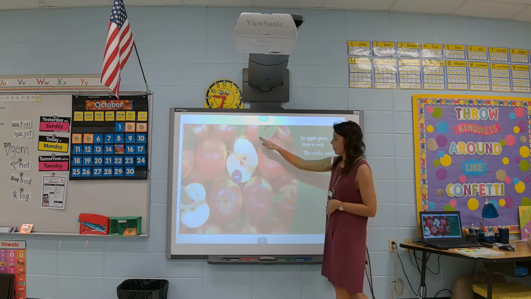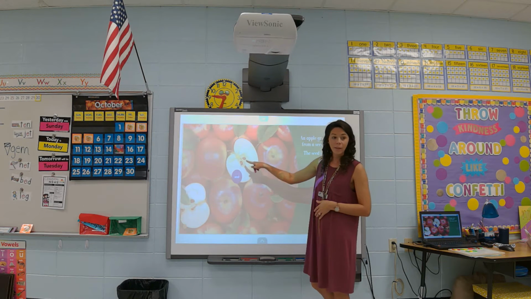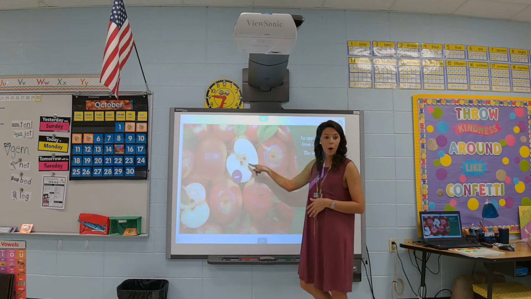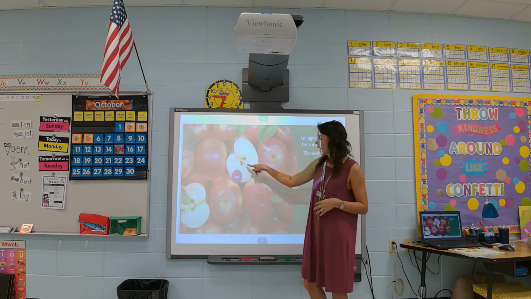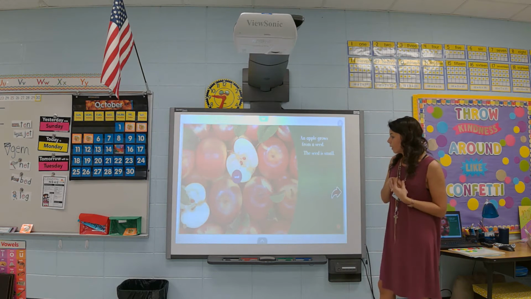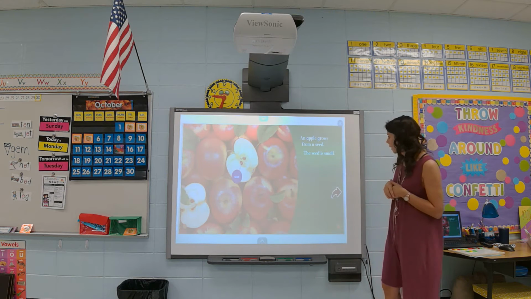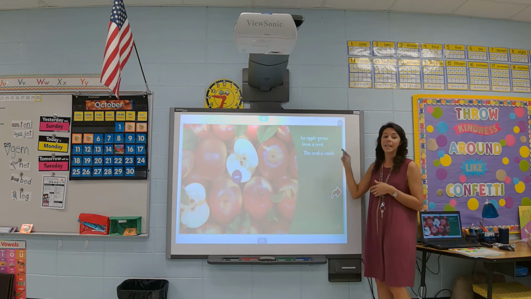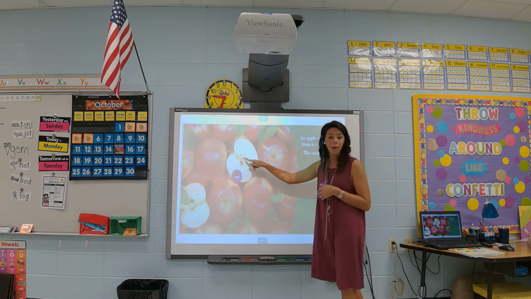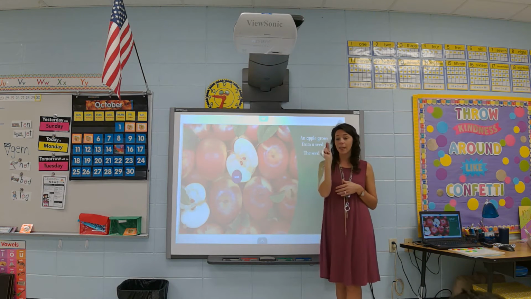So let's look at our picture right here. We ate apples for breakfast this morning, Jason. Did you get down to the middle, or what we call the core of the apple? And you would see a seed. This picture is helping us look at the seed. The seed is very small compared to the apple. But that's how the apple started. It started from that little seed.